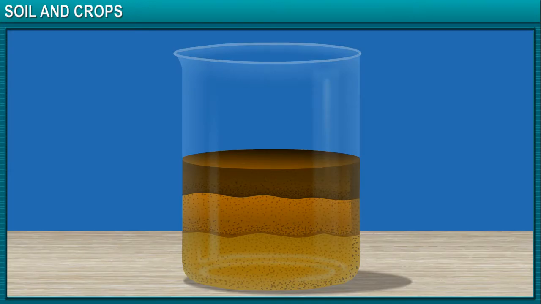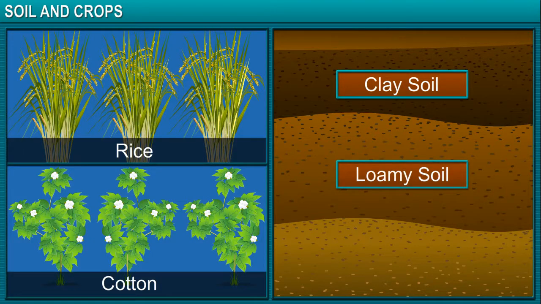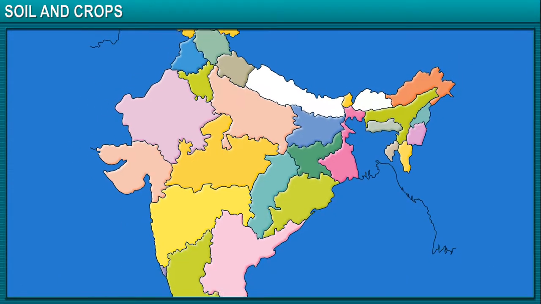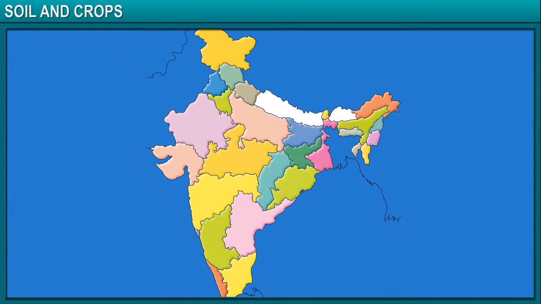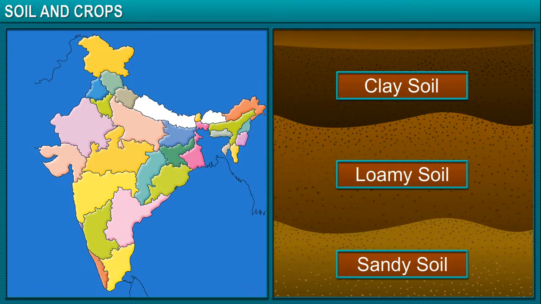Based on the composition and absorption rate of soils, different crops are grown in them. In a vast country like ours, we can find all the different types of soils in different areas. There is clay soil in some parts, loamy soil in some, and sandy soil in others.